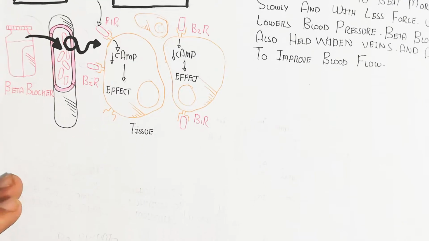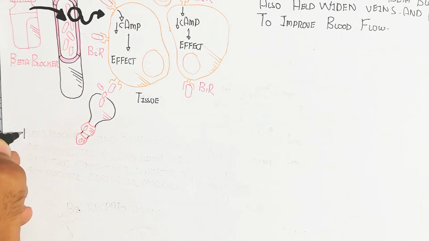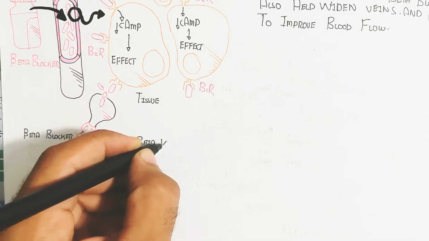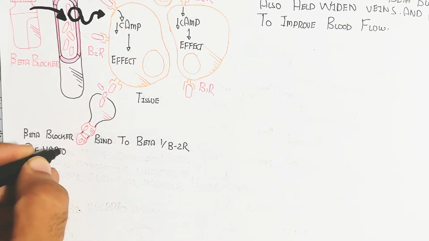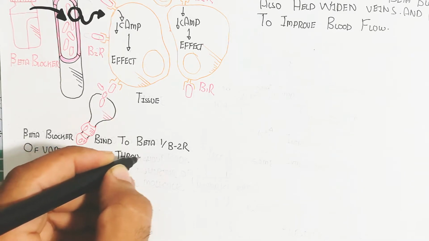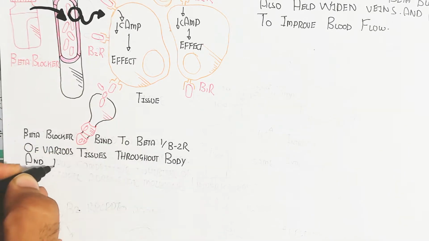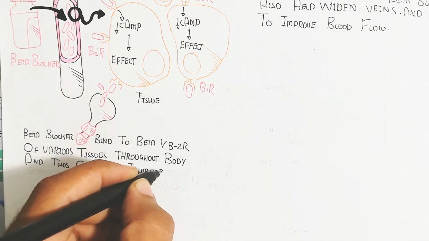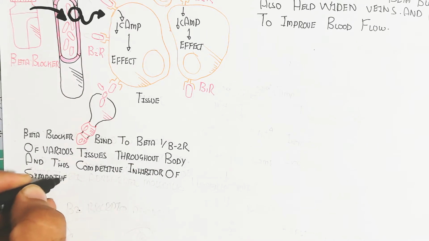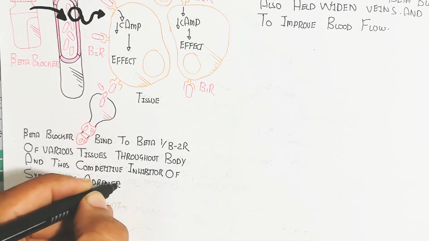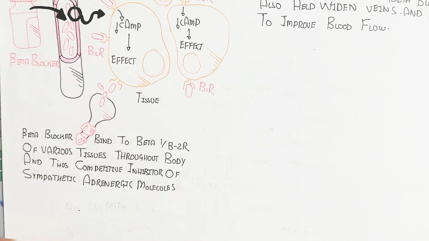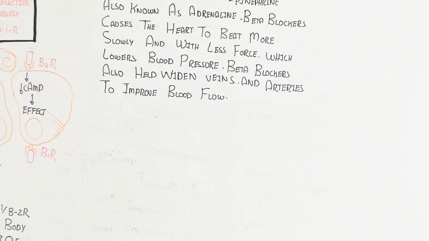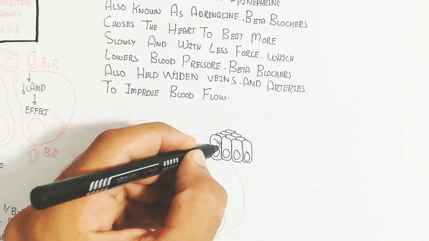Anyhow, beta 2 receptor, beta 1 receptor, let's begin to understand the adrenergic nerve, which releases the epinephrine. Beta blockers bind to beta 1 and beta 2 receptors of various tissues throughout our body, and thus are competitive inhibitors of sympathetic adrenergic molecules. In this way the sympathetic nervous system is inhibited, because the epinephrine will not bind with the specific tissue, because the beta blocker is binding there. So competition will occur, and it is very difficult for the epinephrine to bind, because the beta blocker has already bound with the beta 1 and beta 2 receptors.